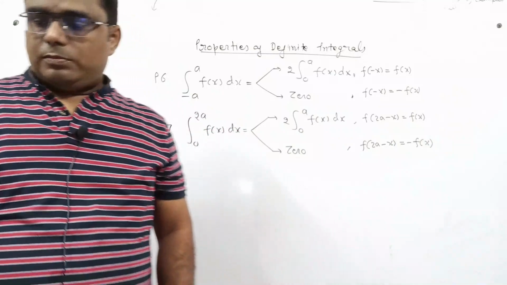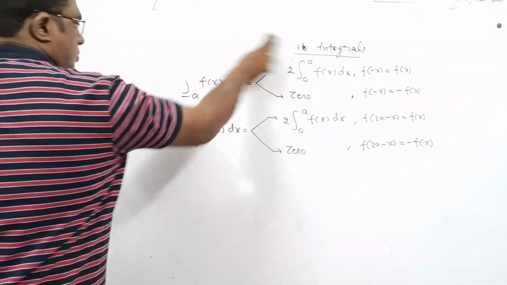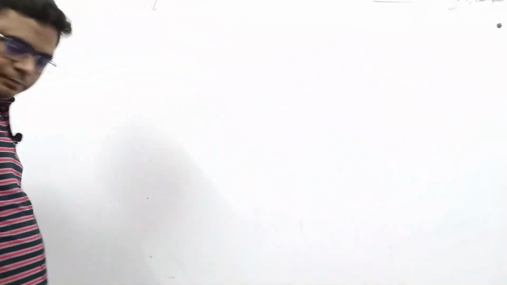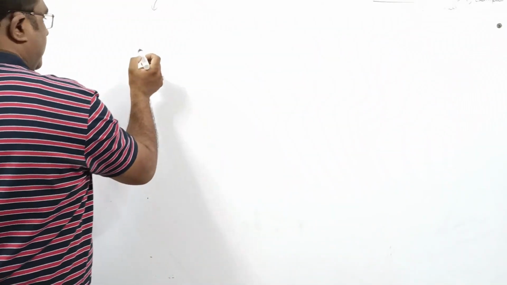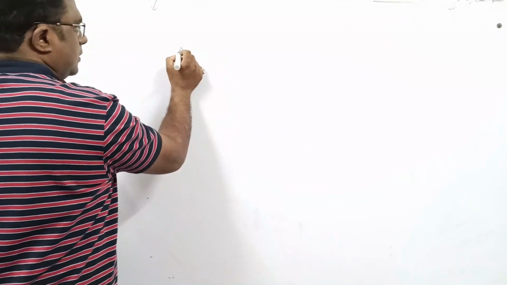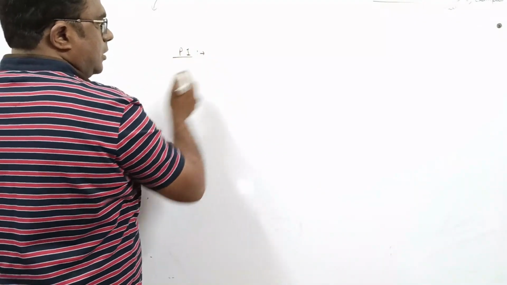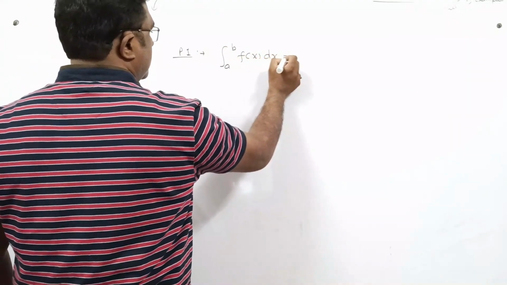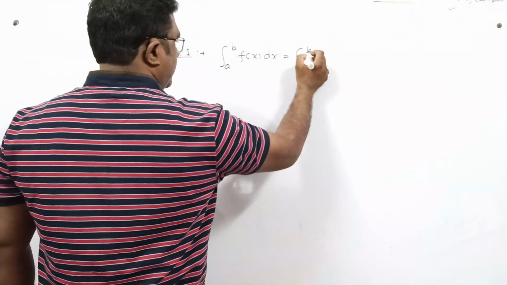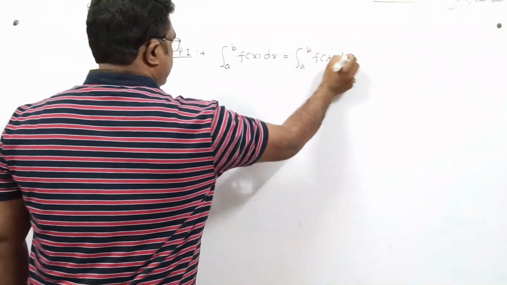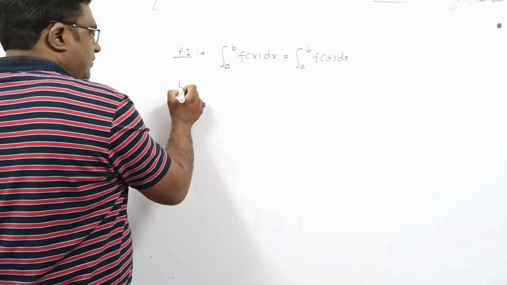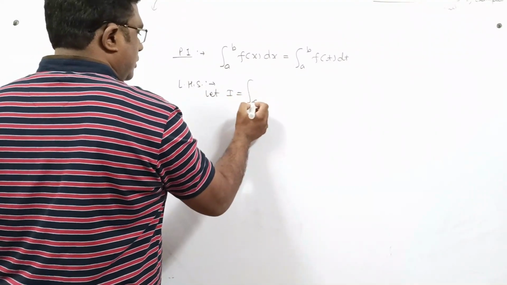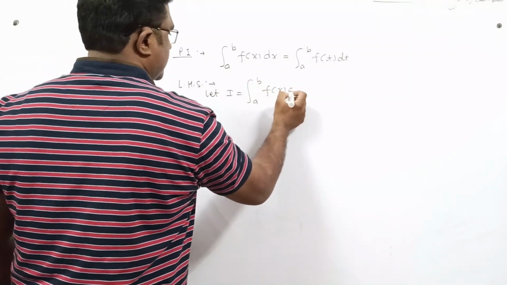Now we will prove these properties one by one. So I am starting with property number 1. Proof of property number 1. What was property number 1? It was the integral from a to b of f(x) dx is equal to the integral from a to b of f(t) dt. Left hand side: let I be equal to the integral from a to b of f(x) dx.